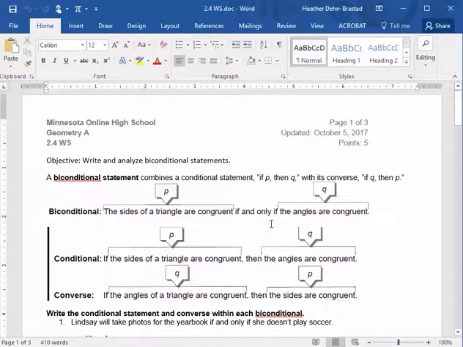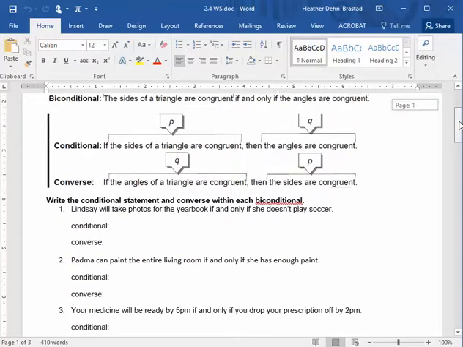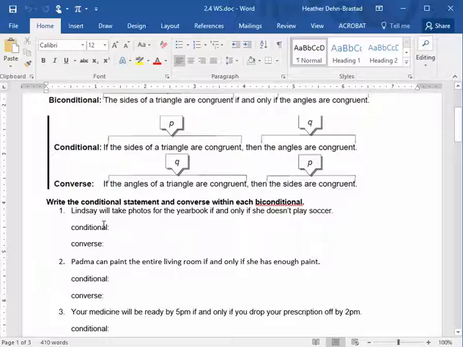The sides of a triangle are congruent if and only if the angles are congruent, or you could start with the angles of a triangle are congruent if and only if the sides are congruent. It would work either way. Biconditional statements can work either way. So let's look at some examples right away. You're going to start your problems.